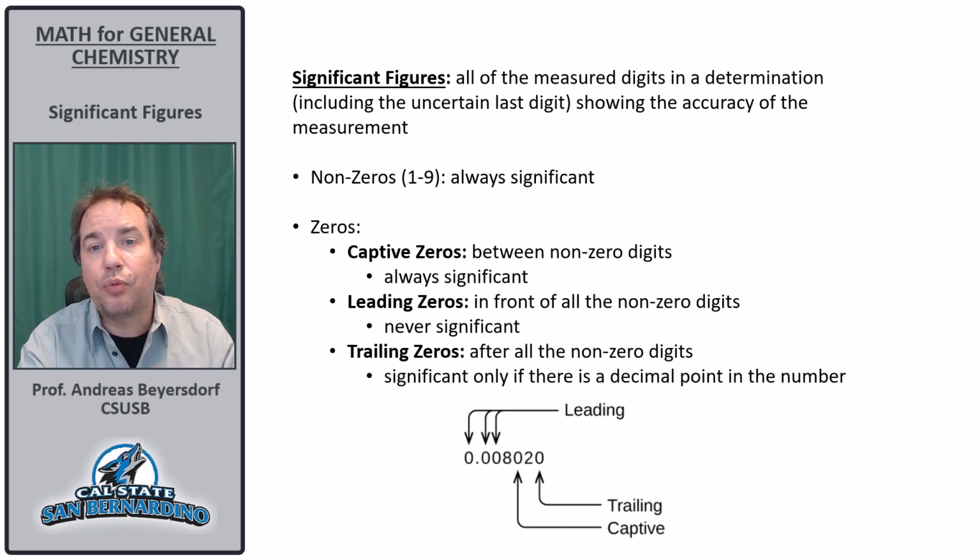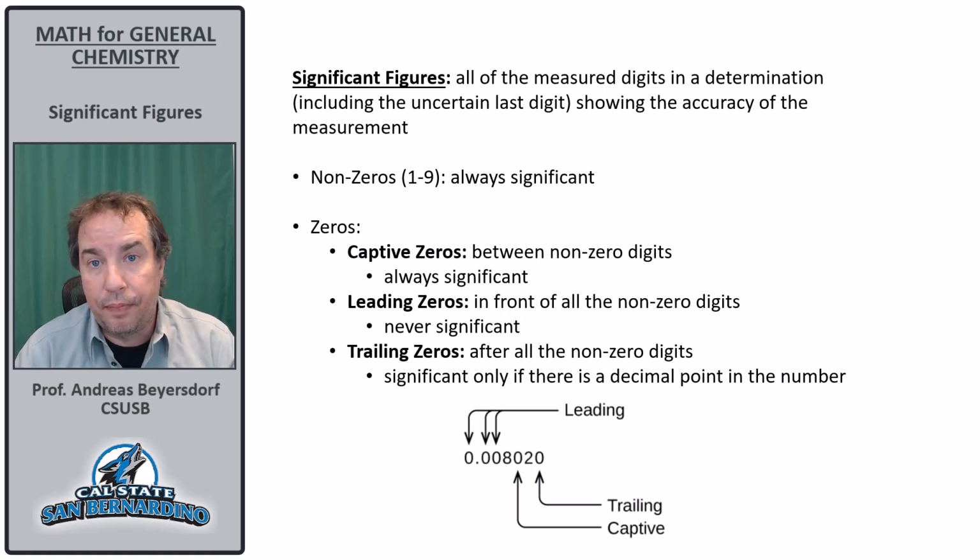It becomes trickier once we have zeros in a number. So if we have zeros, it all depends on what type of zero it is. So we can call these zeros either captive, leading, or trailing. Captive zeros is when it's a zero in between 2 non-zero digits. So for instance, in this number down here, this 0 right here is a captive 0. It's between an 8 and a 2, right? 2 non-zeros.